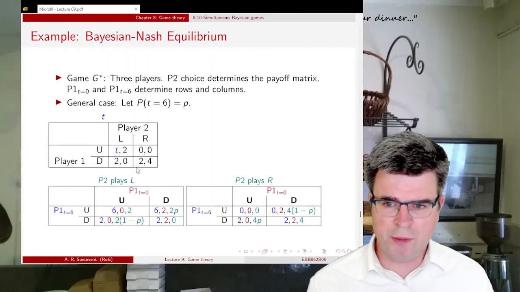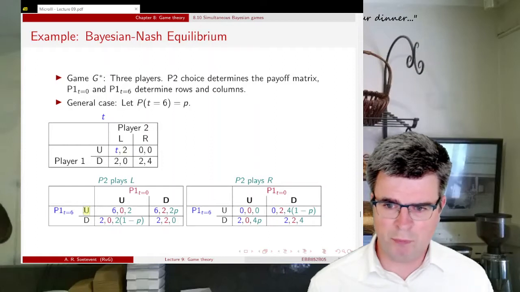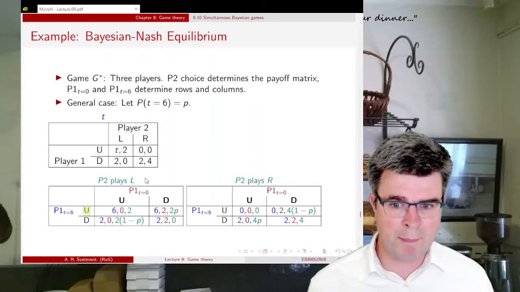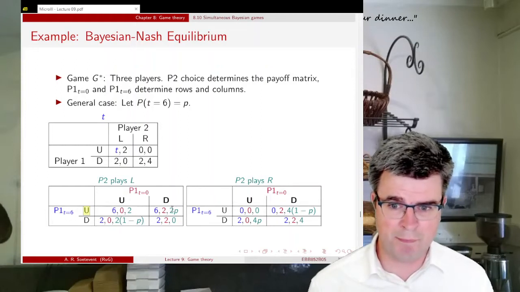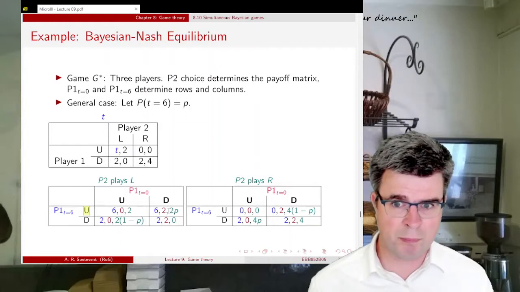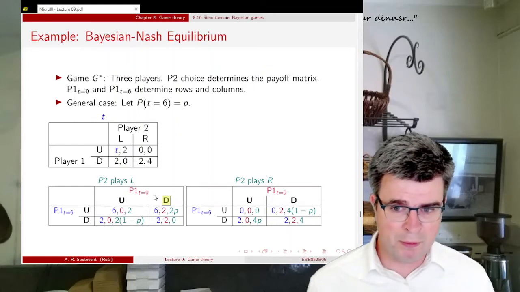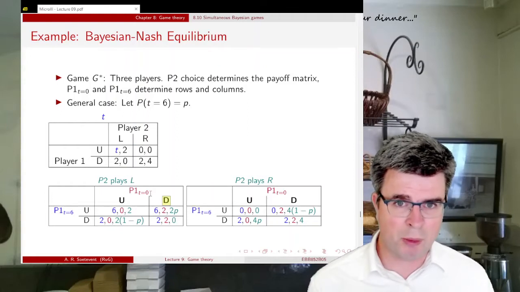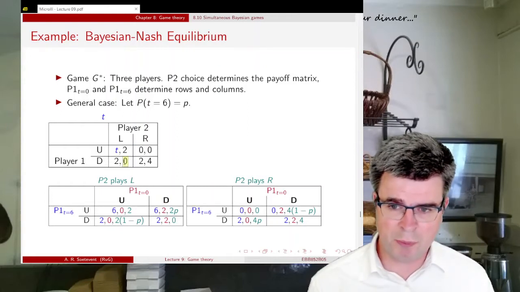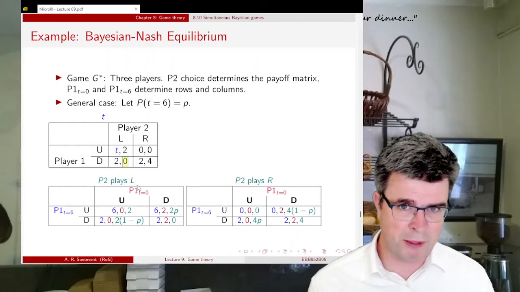His payoff is equal to 2 if he meets player 1 of type T is 6, because that type will play up, and that happens with probability P. If it happens that he meets player 1 of type T is 0, then we know from this entry that that type will play down. The probability that he meets that type is 1 minus P, and in that case he will get a payoff of 0.